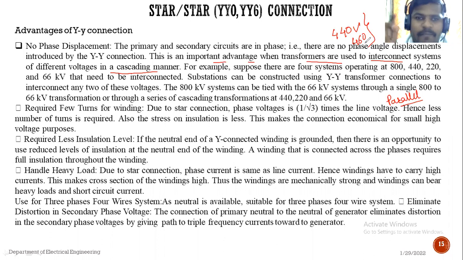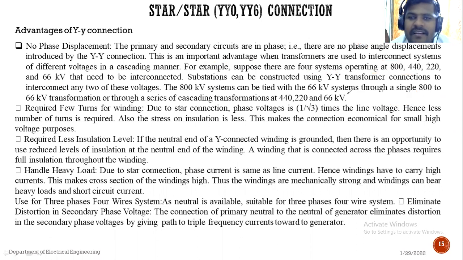Okay, so for example, suppose there are four systems operating at 800, 440, 220 and also 66 kV. Here an example is given also. See, example दिले बघा, इथं चार सिस्टीम आहेत असं कन्सिडर केलंय. One system having an output of 800 volt, one 800 kV. Sorry, here it is volt or kV we can represent. See, four systems can be connected in cascade or it may be parallel.